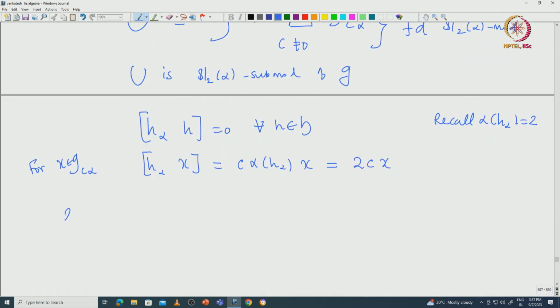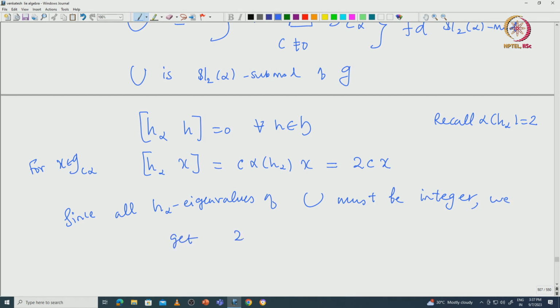Now, since all the H alpha eigenvalues of this U must be integers, we get that this 2C are all integers. So, in particular we get immediately that C must be an integer. Okay. So, this is the first restriction that we are getting immediately.